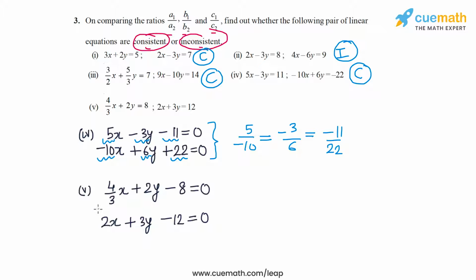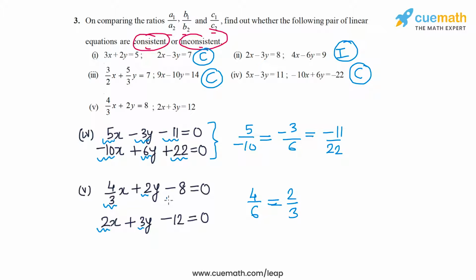So now let's find out a1/a2. So a1/a2 is 4/3 by 2, or 4/6. b1/b2 is 2/3. So 4/6 and 2/3, these ratios are numerically equal. Which means we have to check the third ratio, c1/c2.